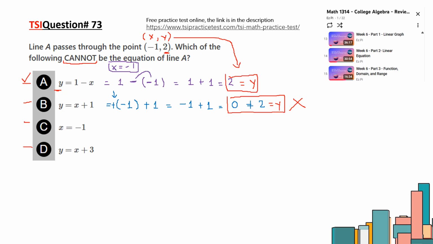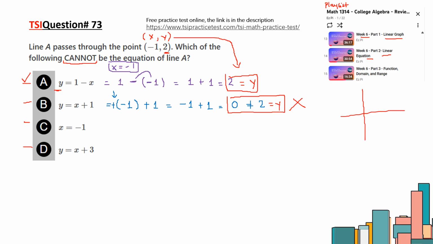So we have x equal -1. What does this look like? If you don't know how the linear graph looks, please check the Math 1314 playlist, and watch and take note of week 6, linear graphs and linear equations. That part will help you to answer these questions. So x equal -1 is the vertical line.